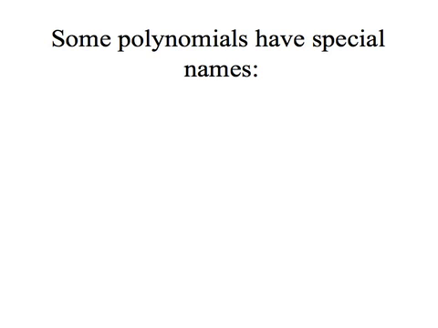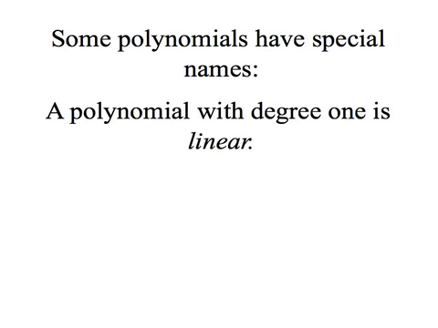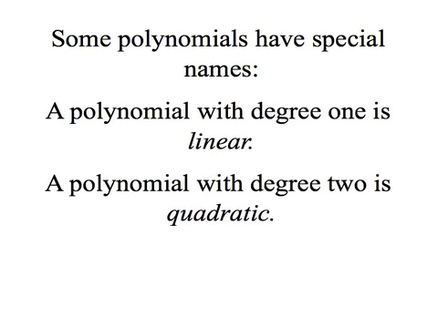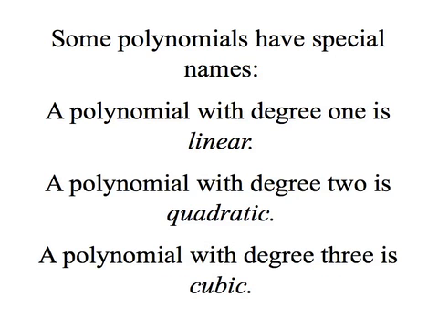Some other special names have to do with the degree of the polynomial. A polynomial with degree 1 is linear. A polynomial with degree 2 is quadratic. And a polynomial with degree 3 is cubic.